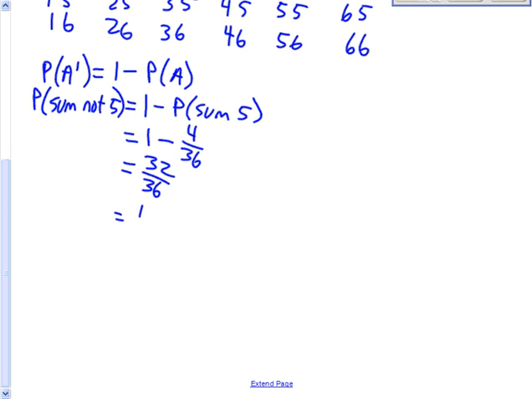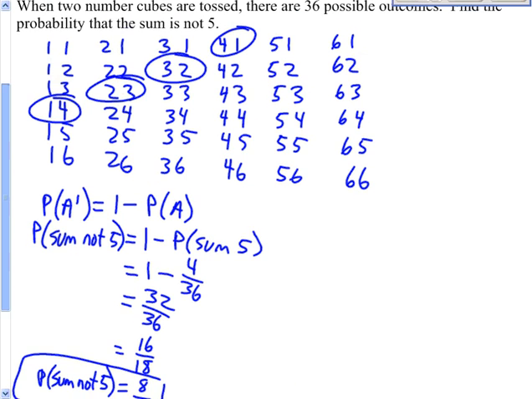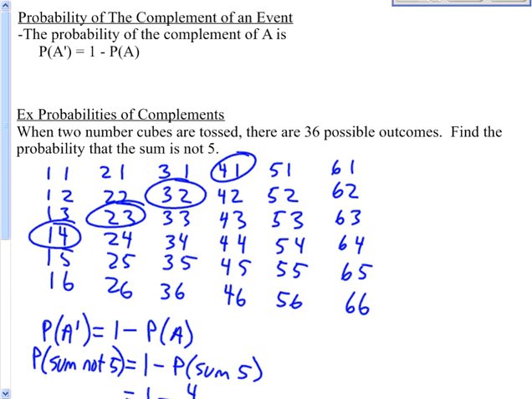So what's that, 16 over 18, or 8 over 9, all right? Probability that the sum is not 5 is 8 over 9, okay? So that's a complement. So it's just the opposite of. Okay, the opposite. So the probability of A prime is 1 minus the probability of A.